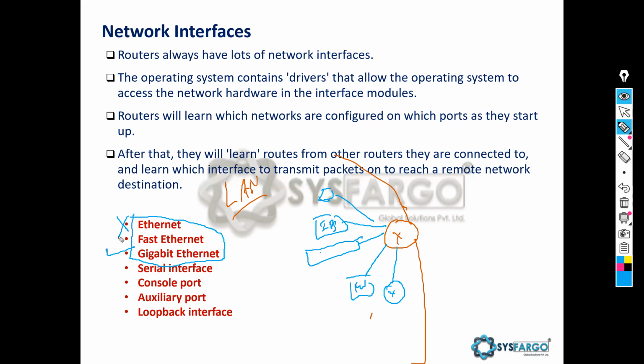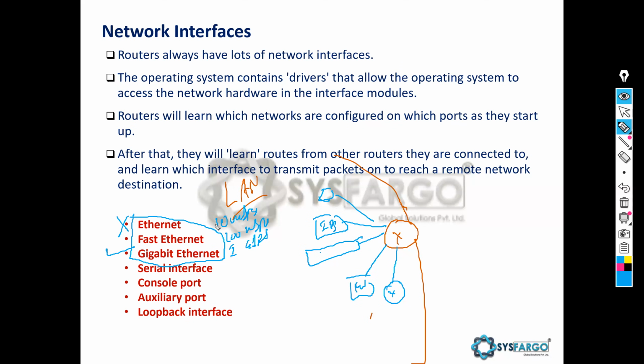Now, what is the difference between Ethernet, fast Ethernet, and gigabit Ethernet? It means speed. Ethernet supports only 10 Mbps. Fast Ethernet supports 100 Mbps. Gigabit Ethernet supports 1 Gbps to 10 Gbps. That is the difference. So, only the speed.